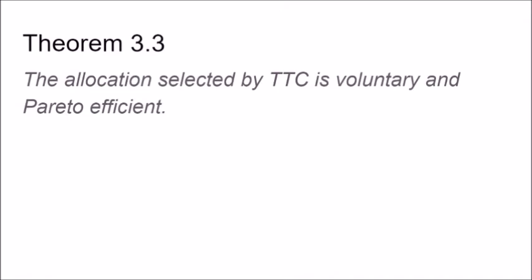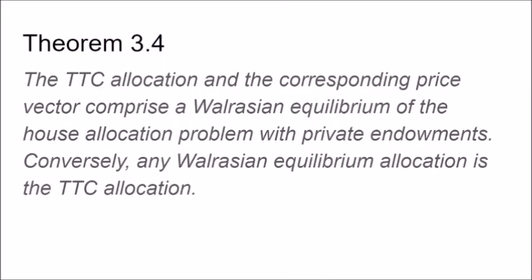So I'm going to show a couple more theorems. I do not have the space to show the proofs for these theorems. These proofs are quite long and wordy, but they are still important to know to see how TTC works. So first off, theorem 3.3 in the textbook says the allocation selected by TTC is voluntary and Pareto efficient. Second is theorem 3.4, which says the TTC allocation and the corresponding price vector comprise a Walrasian equilibrium of the house allocation problem with private endowments.